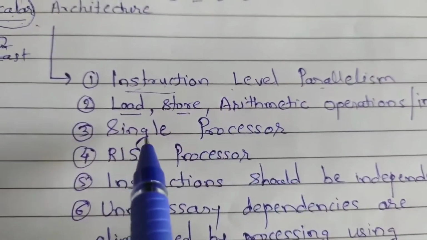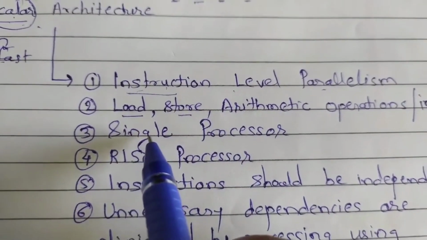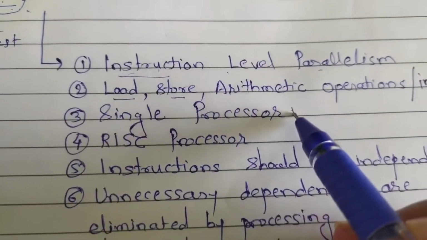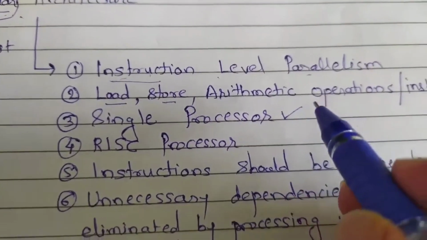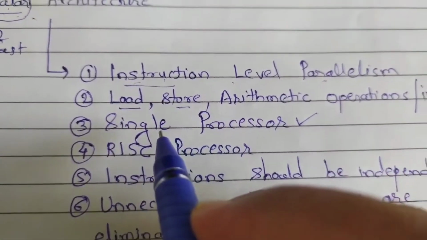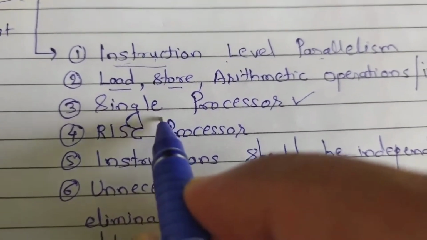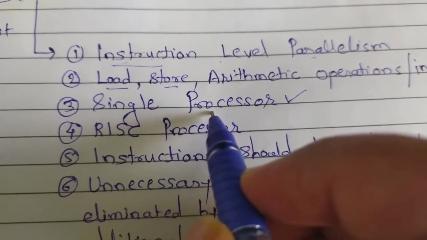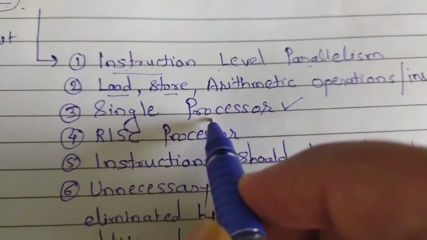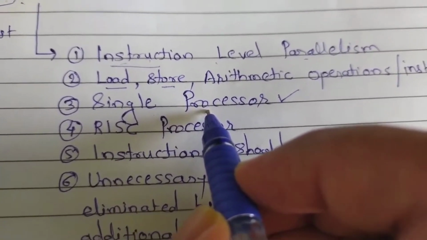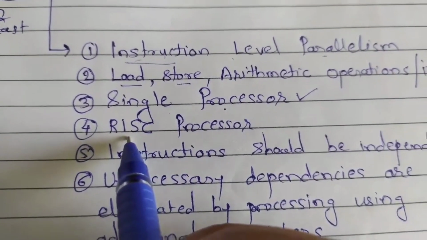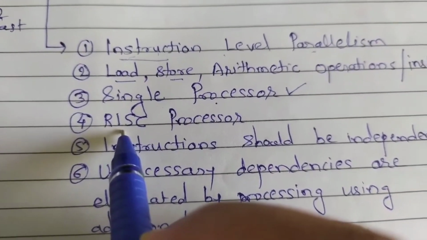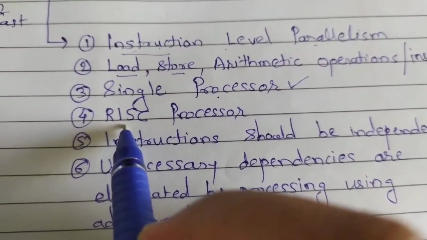Superscalar processors are single processors. Here we are not talking about multi-core architecture. If it is multi-core, then we are talking about one core. So superscalar processors are single processors, they are not multi-core. Superscalar processors are of type RISC processor, in the sense, reduced instruction set processor.